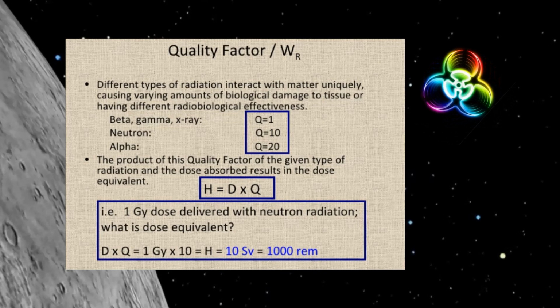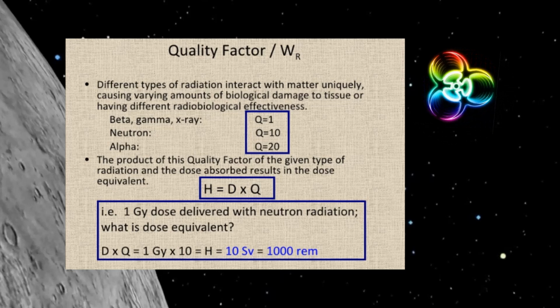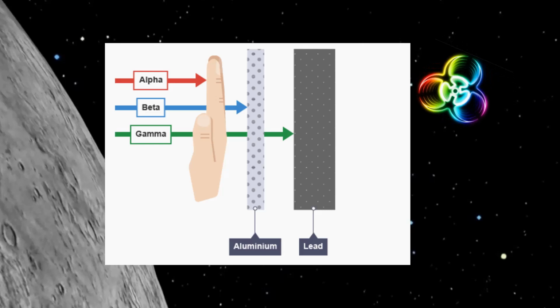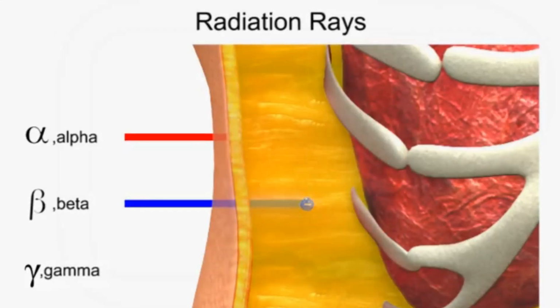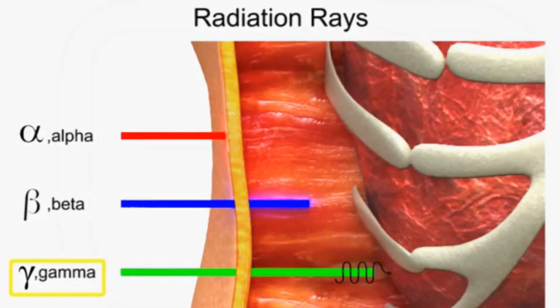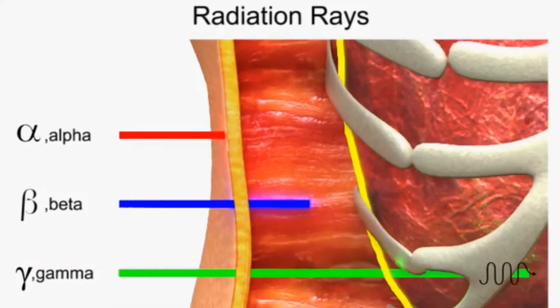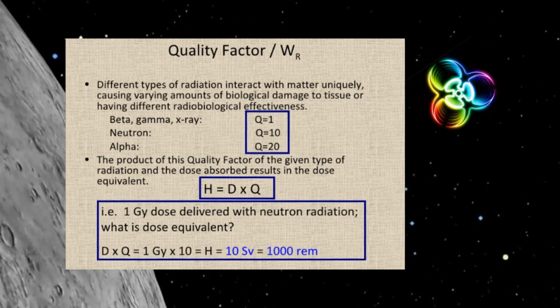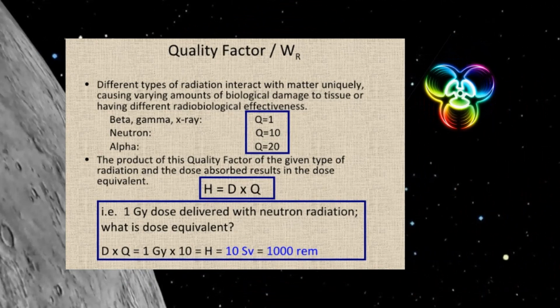Beta and gamma radiation are assigned a Q factor of 1. Alpha and beta are forms of particle radiation that are relatively easy to stop. Even though gamma radiation is assigned the lowest Q factor, it can be the most penetrating, causing enormous harm to astronauts depending on its energy. Therefore, 1 Gy of alpha radiation is 20 times more harmful than 1 Gy of beta or gamma radiation.